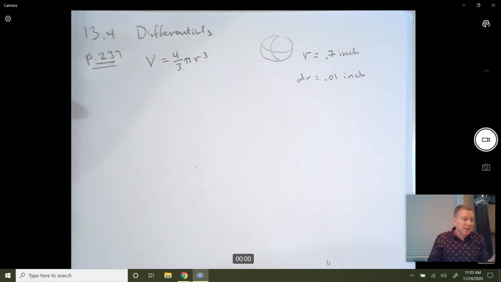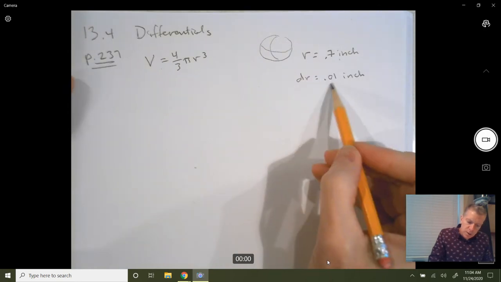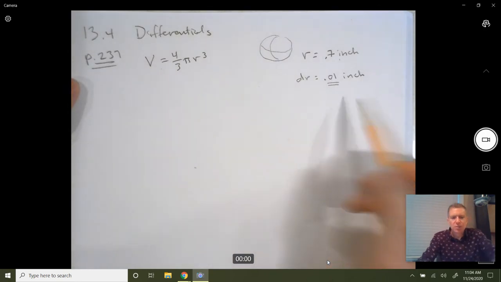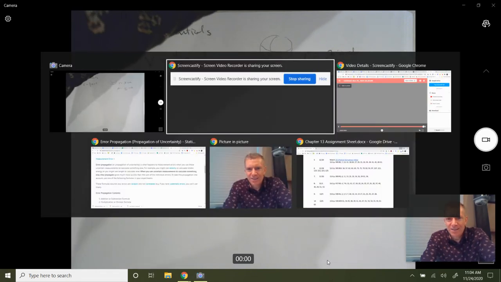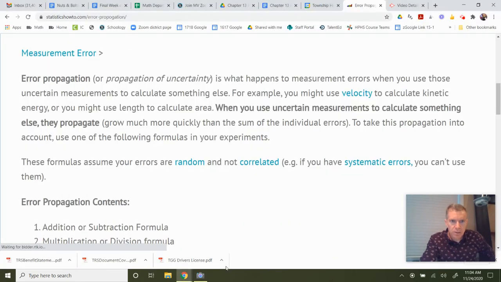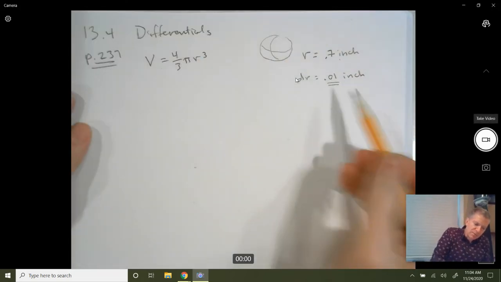Okay, so then they ask us to calculate the propagated error. Estimate the propagated error in the volume V of the ball bearing. So you're measuring it to be this, and your error could be as much as this. So let's talk about propagated error. What is propagated error? Here's a definition. Error propagation, or propagation of uncertainty, is what happens to measurement errors when you use those uncertain measurements to calculate something else. For example, you might use velocity to calculate kinetic energy. You might use length to calculate area. In our case, we're using radius to calculate volume.